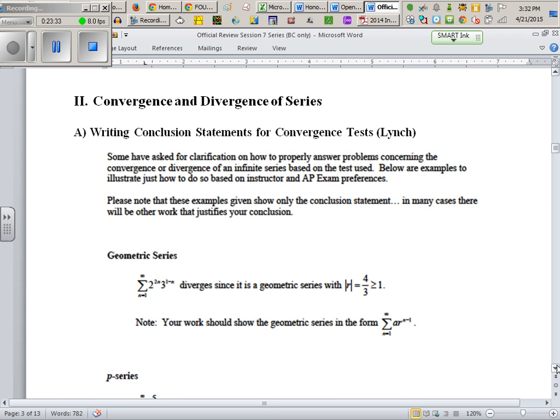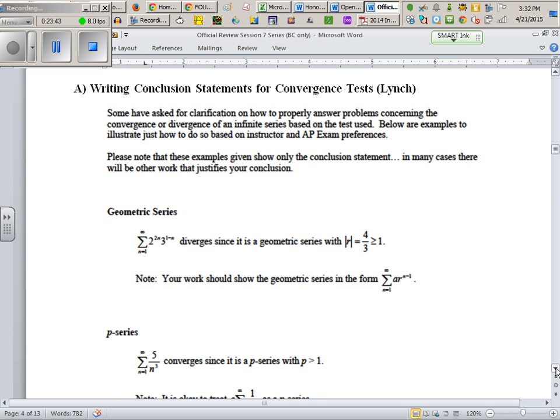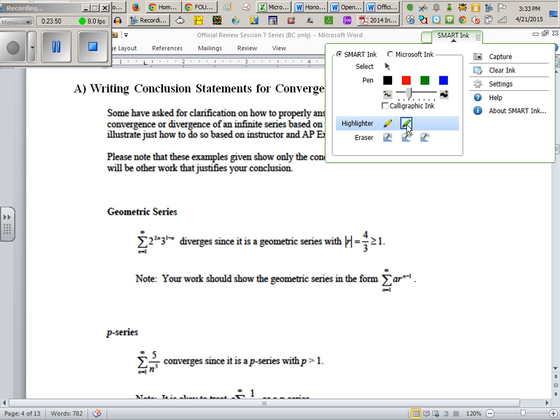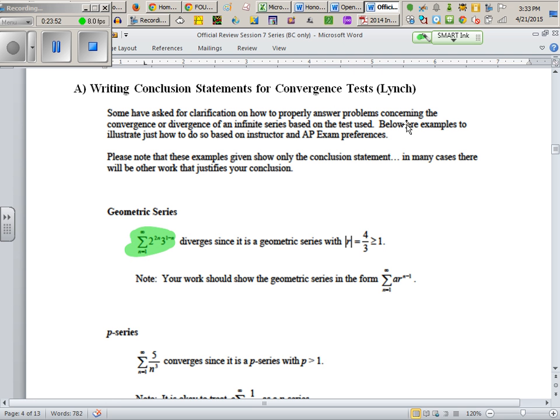Some students have asked for clarification on how to properly answer questions about divergence or convergence. For example, they get to a geometric series problem, and they just want to know, how do I write my answer? Well, in this problem here, it's a little hard for you to see on the screen, but you can see it right there on your paper. This is actually a geometric series. A little hard to see it at first, but when you first write out the first term, you plug in 1, you end up with 2 to the 2 times 3 to the 0.